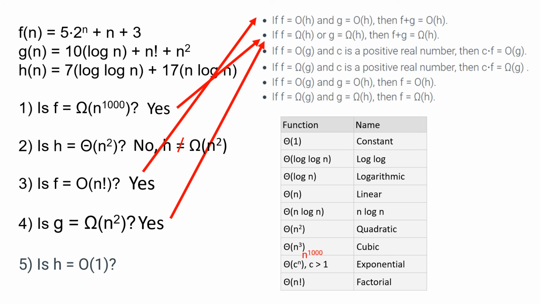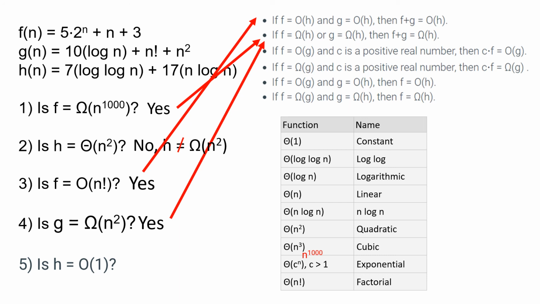The last one, h, is h O of 1? Okay, so in h we've got two terms, both involving log. Let's take a look at where those are in the chart here. We've got log and then n log. So we see where they are in the chart. But then let's look at 1. Where is the constant function here? That's at the very top.